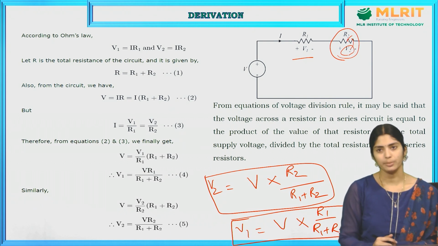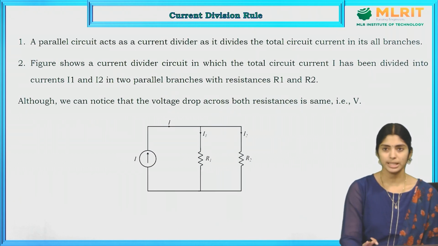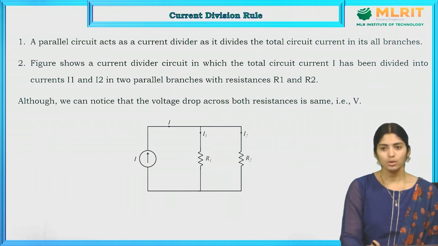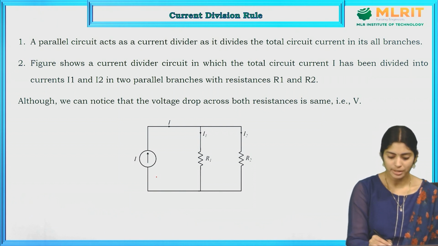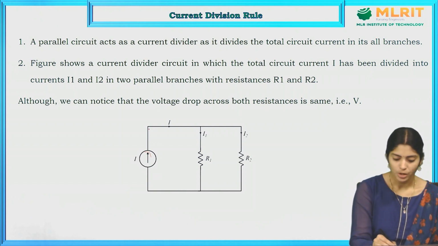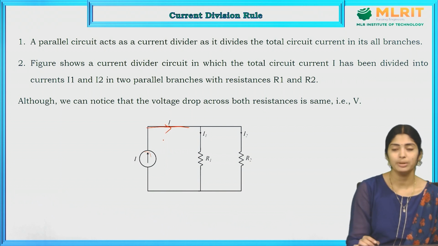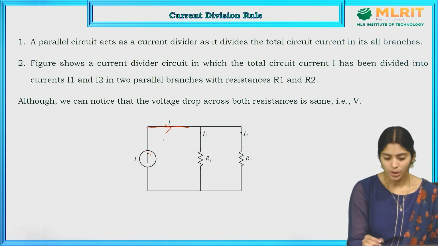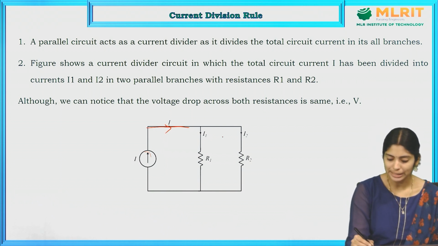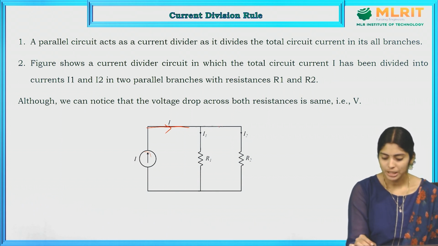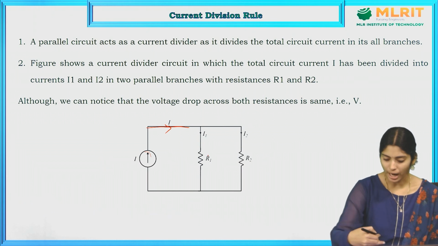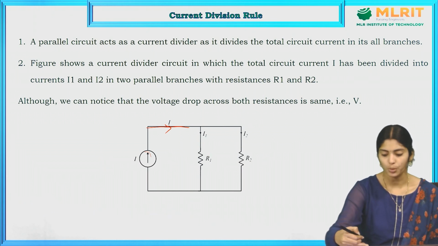Now let us see about the current division rule. See here, current division rule. This is the flow of current here. The current division rule is applicable for parallel circuits. Here the total current I is split into I1 and I2. Two resistors are connected in parallel, so the total current is splitting into two parts. Near R1, I1 is coming, near R2, I2 is coming.